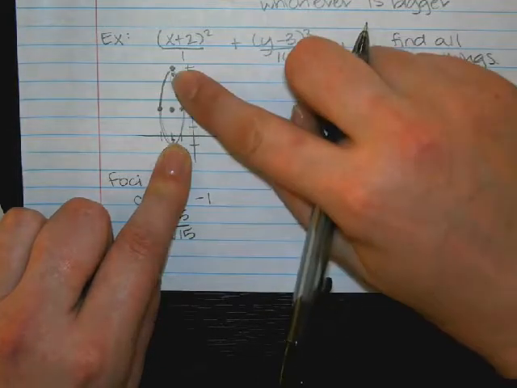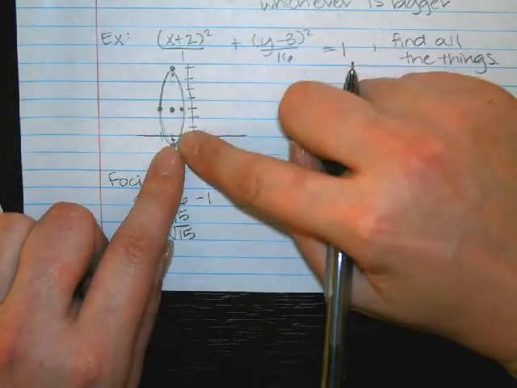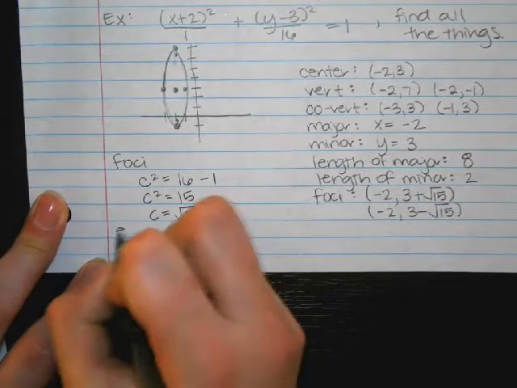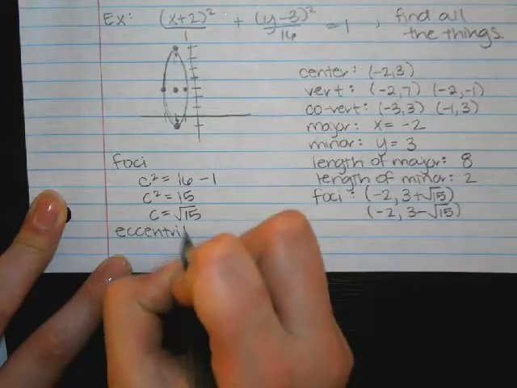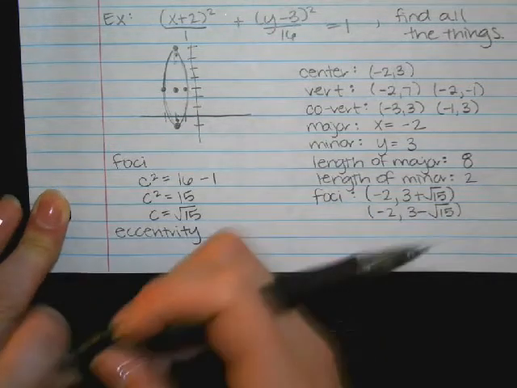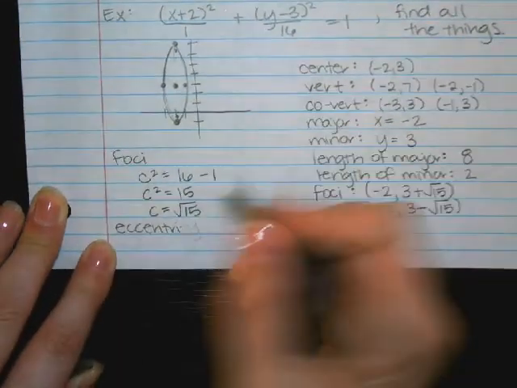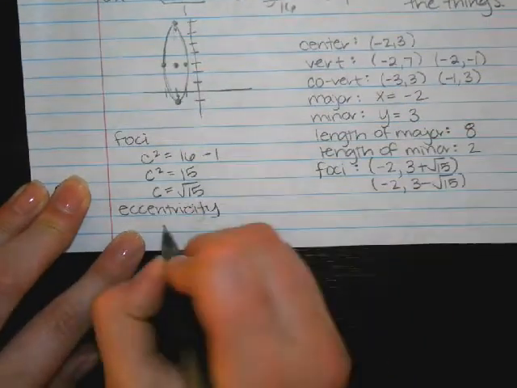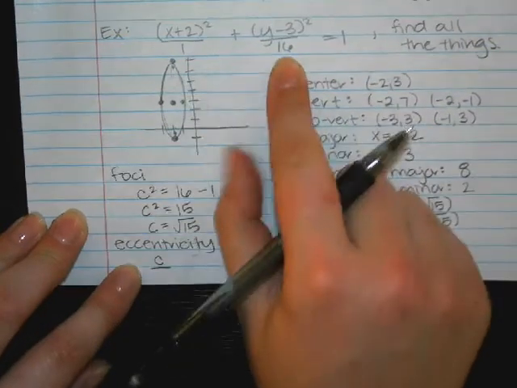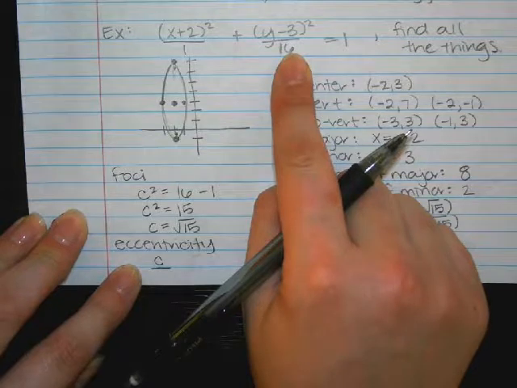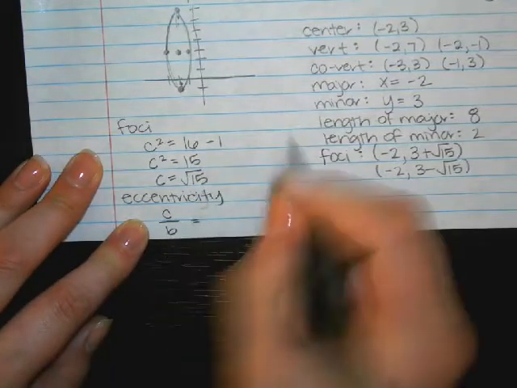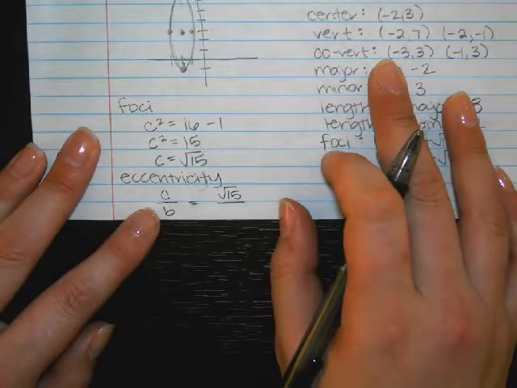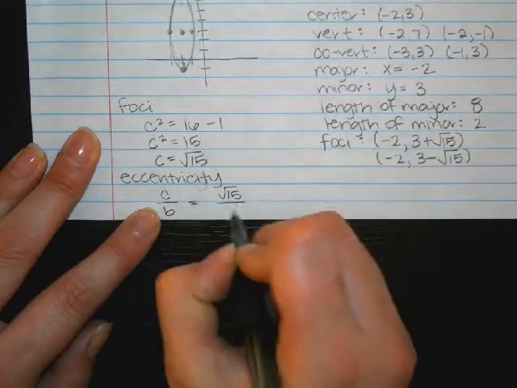All right, did everyone draw each focus in on their paper? It's very, very close to each vertex. Okay, so we've got that drawn. Then we can go ahead and find the eccentricity. So our eccentricity, for this one, is c divided by, should I divide it by b or a? b, because that one's bigger, right? c divided by b. So the c value is square root 15. The b value is not 16. It's 4, the square root of 16, which is 4.